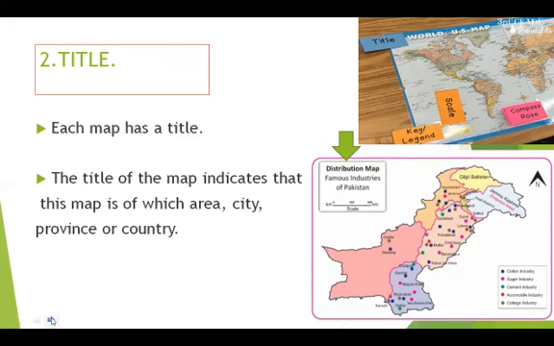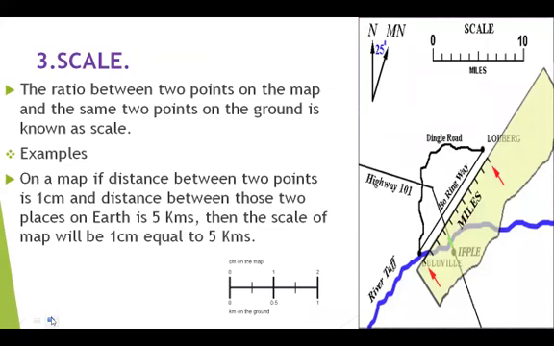and identifiable for the map viewers or map reader to answer the certain questions like what, where, when, and why. The next element is scale, the ratio between 2 points on the map and the same 2 points on the ground is known as scale.